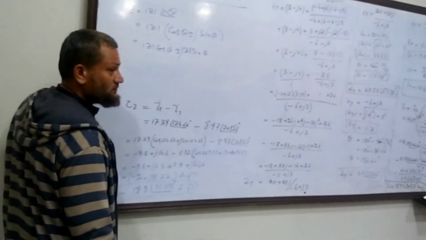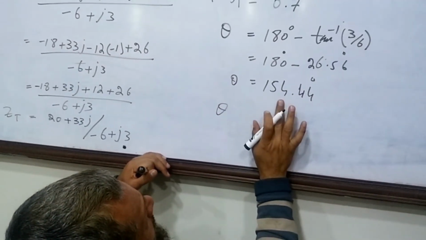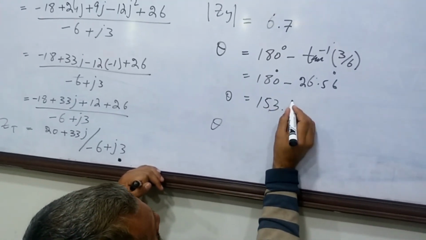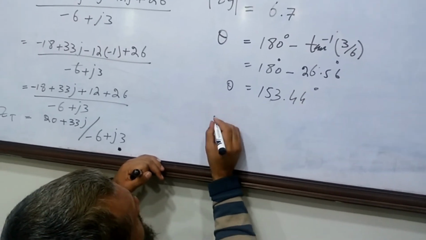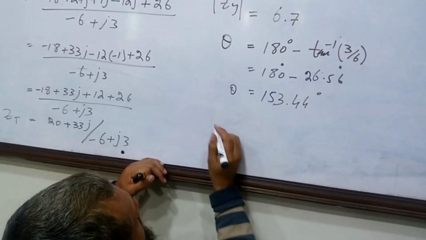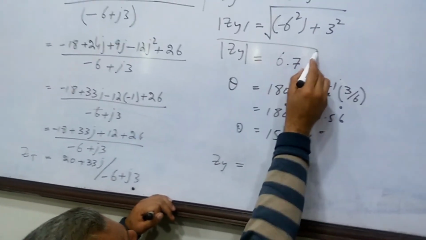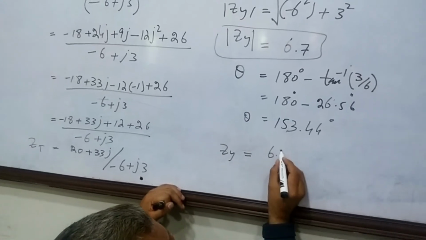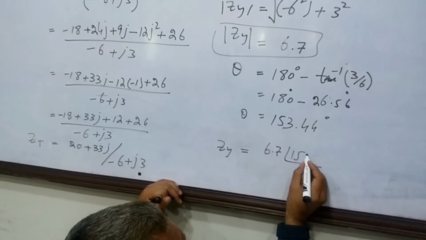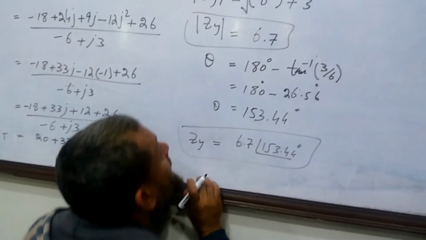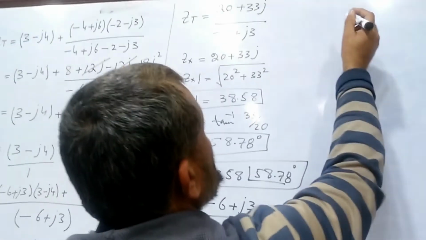That's why now 53.44 degrees. So theta is equal to 153.44 degrees, and the magnitude of Zy is 6.7. So Zy is 6.7 at angle 153.44 degrees.